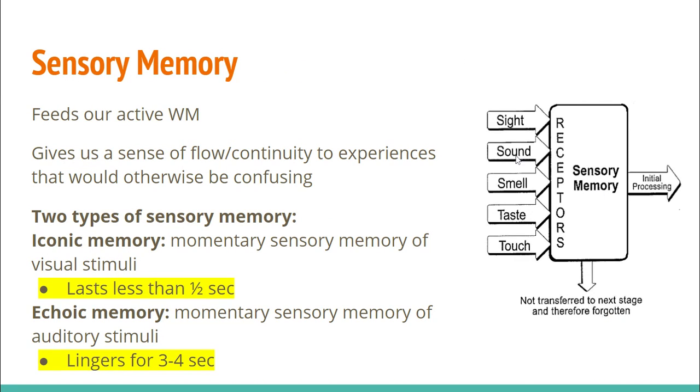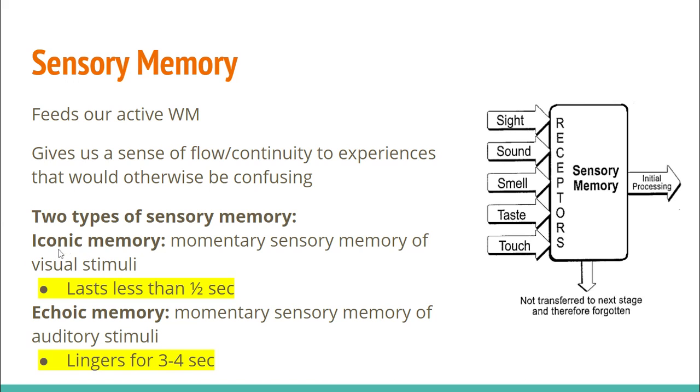Sensory memory, those 5 sensations that we have, and we use those to create memories. Those are what are feeding our working memory. And these give us that sense of flow, continuity to experiences that otherwise would be really, really confusing, right? Our sensory memory, a creation of those memories, helps our memories make sense. It's so that whenever you have a memory, you're not just remembering the smell of something. Oftentimes you're associating a couple different things together.